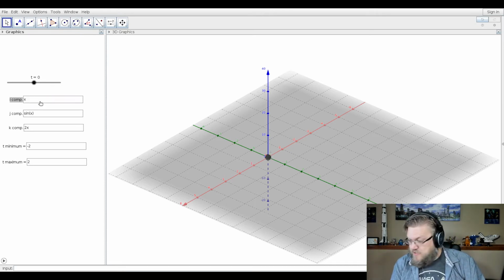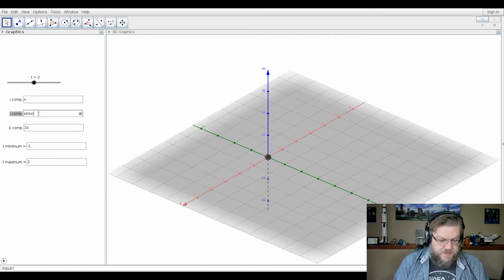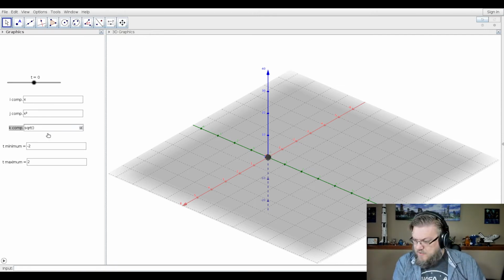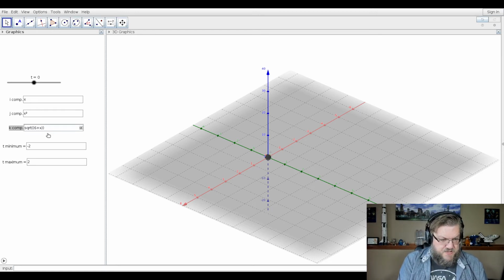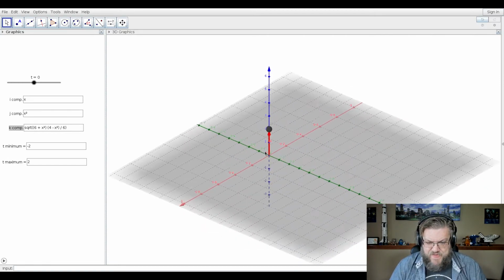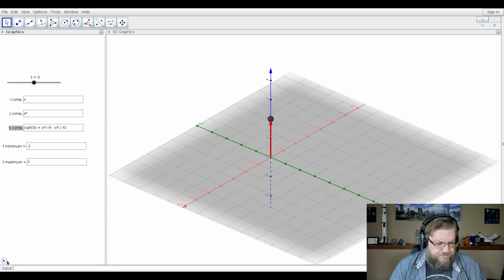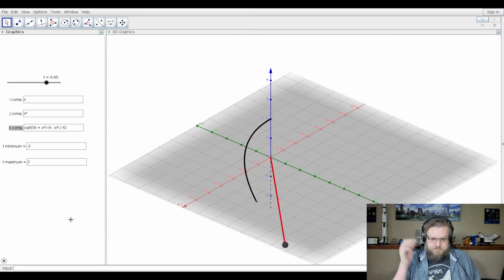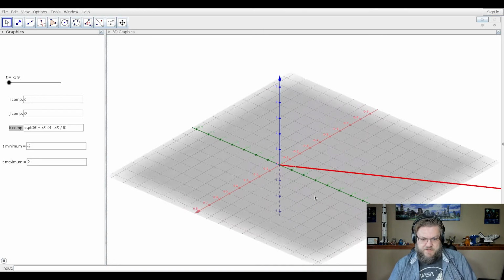So that's going to be x in GeoGebra. The j component is t squared, so x squared. The k component is the square root of (6 plus t squared) times (4 minus x squared), all divided by 6. I'm going to zoom in here. And now I'm going to animate. Okay, it's off screen a little bit.